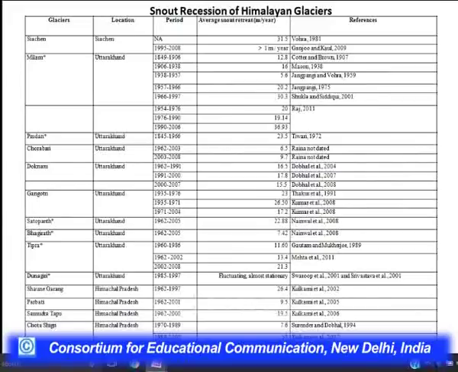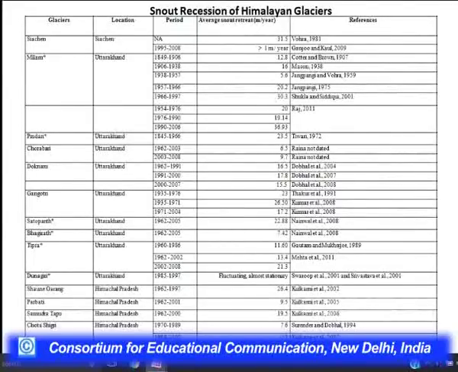I would like to mention some other interlinked elements, and one I am taking is the snout recession. You can see, starting from Siachen, Milan, Gangotri, Bhagirathi, all the different work done by different people, and you can see these Chota Shigri glaciers. Everywhere we have an average snout retreat starting from almost 5 meters to 36 meters. 36 meters we have in Milan, particularly in the period between 1990 and 2006.